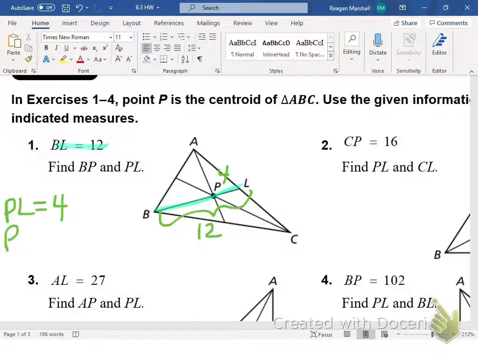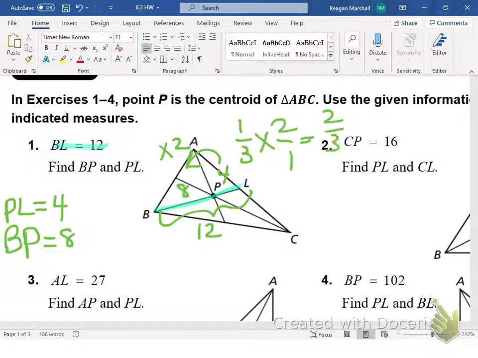You can do one of two things. What's one thing I can do? You can multiply 4 times 2, and that would give you 8. Or, option 2, Chelsea was saying, you can subtract. 12 minus 4 is 8. Okay, remember that 1/3 times 2 is 2/3. So when you have the 1/3, you double it to find the 2/3. What if you were given the 2/3? What do you do to find the 1/3? Divide by 2, or half it.